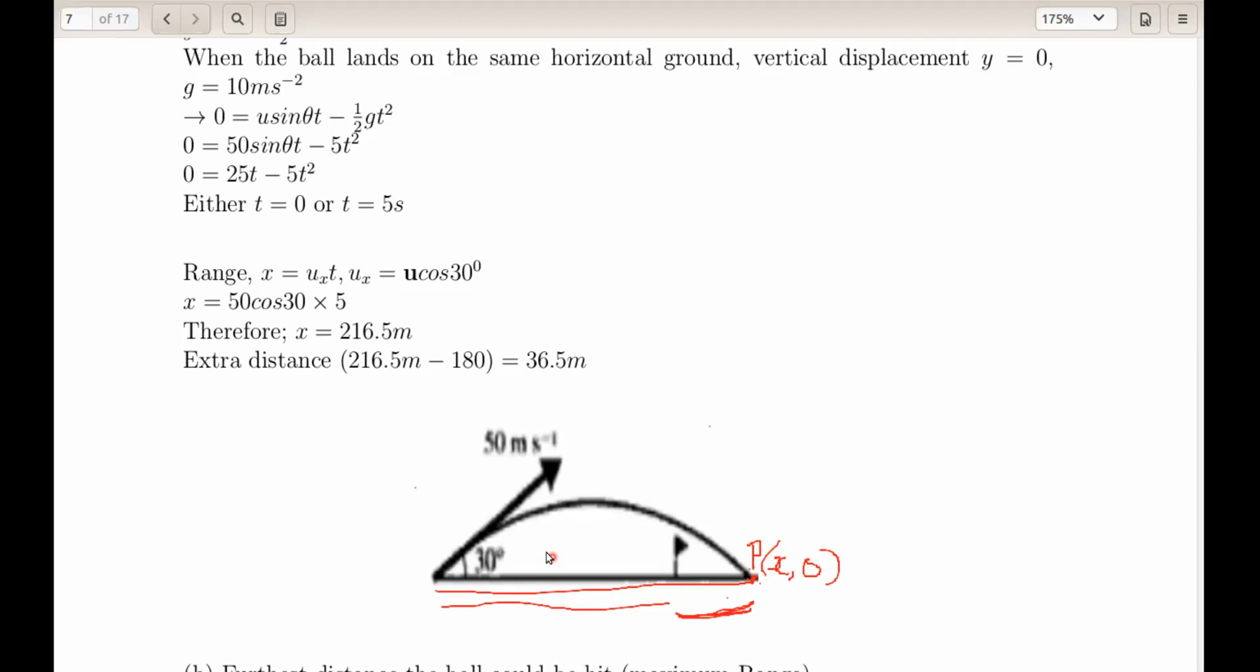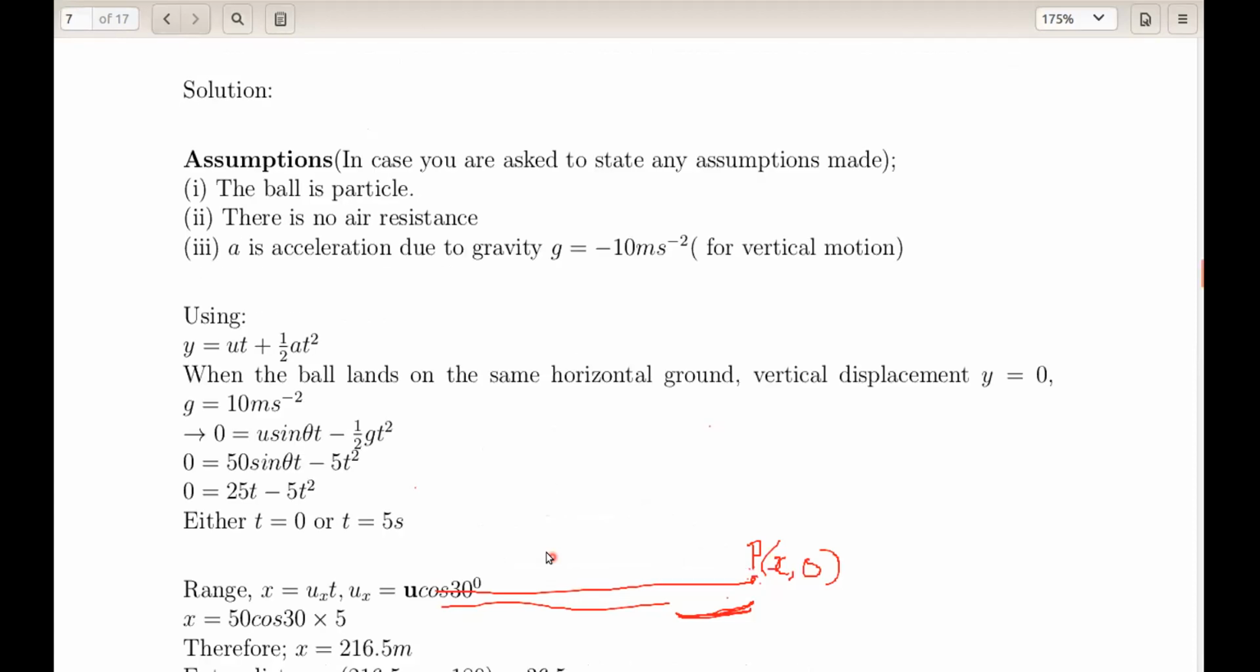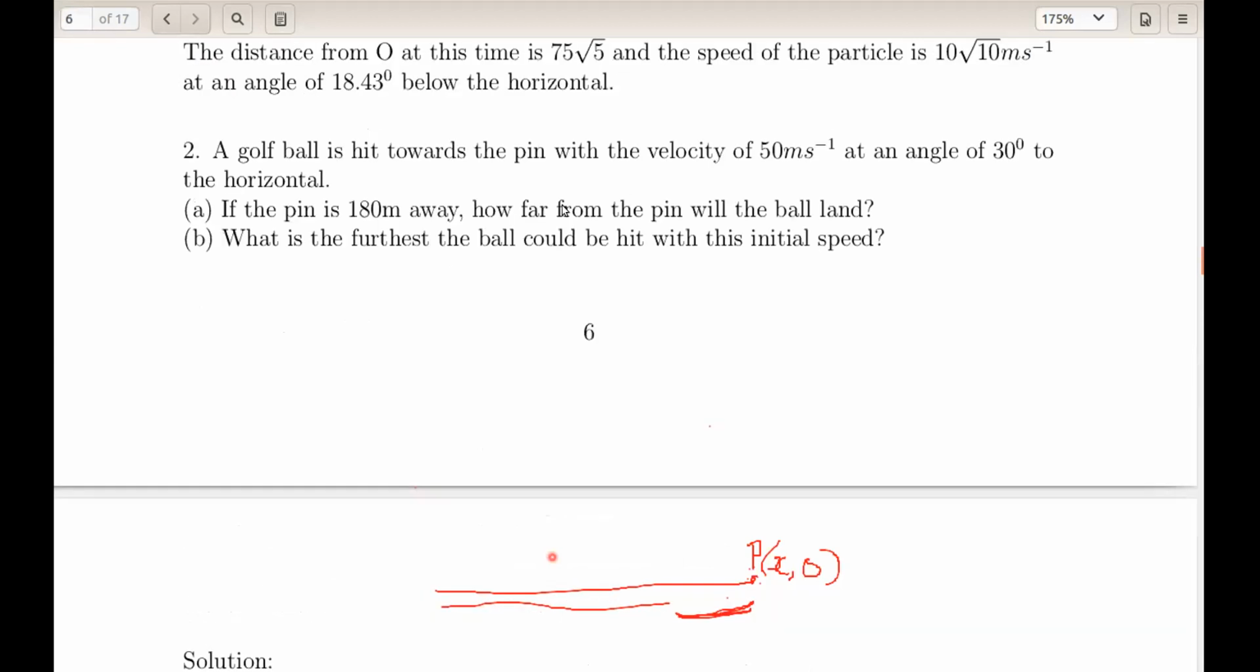My question is, you're talking about how far the ball will land after the pin, but is that what they asked in the question? Because I thought they just asked for how far the ball will land, not after the pin. So I'm wondering why we have that small difference. How far from the pin? Have you read that? Yes, teacher. Yes, how far from the pin will the ball land?